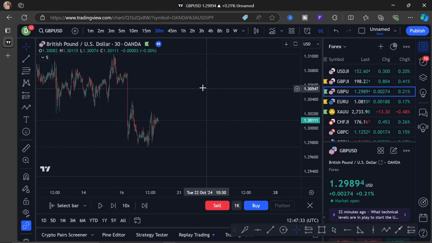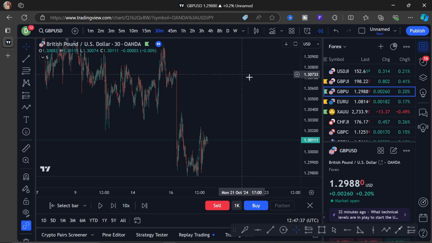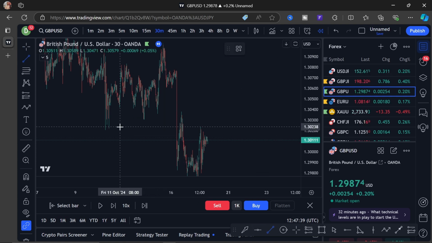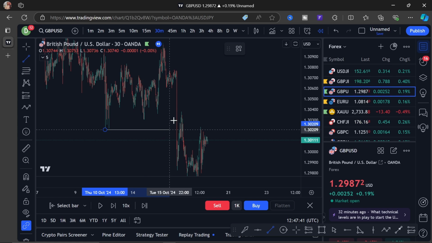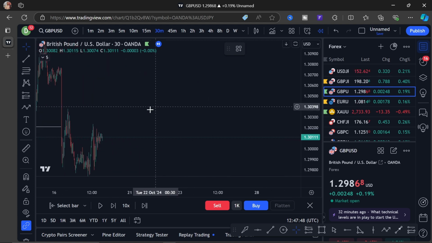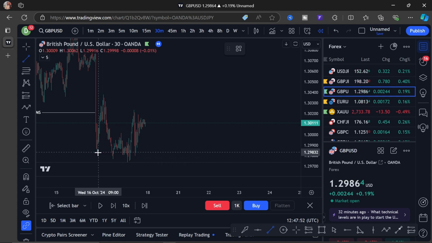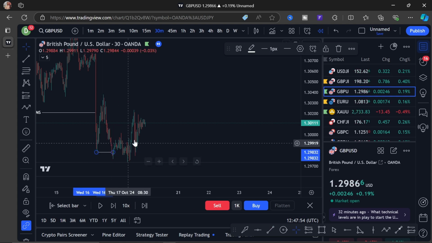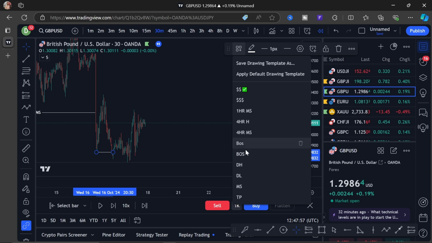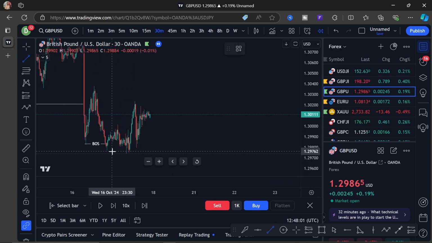So now, this is the pair GBP USD, which is Great Britain pounds and the US dollar. Now, clearly, we all can see that on a 30-minute time frame, here we have what we call the market shift to the downside. And then after that, right here, we have a break of structure. As you can see, we have a break of structure. And then following that break of structure, we also have another break of structure right here.